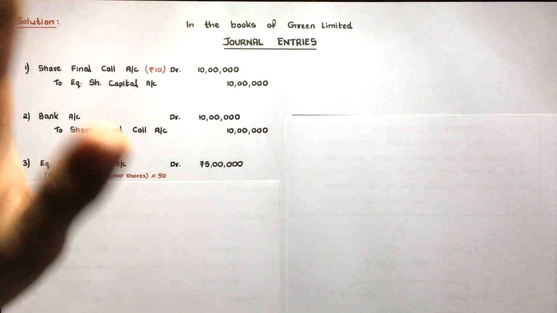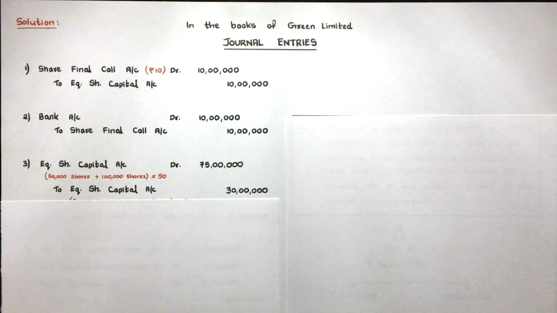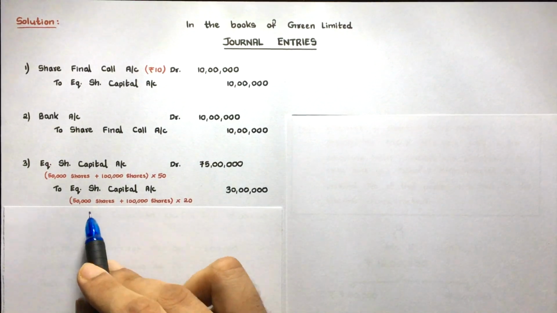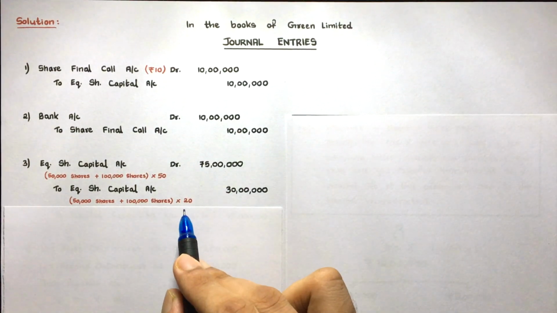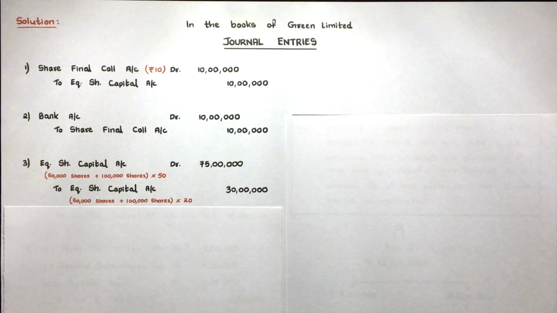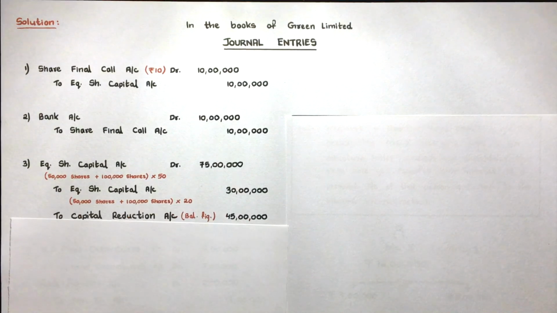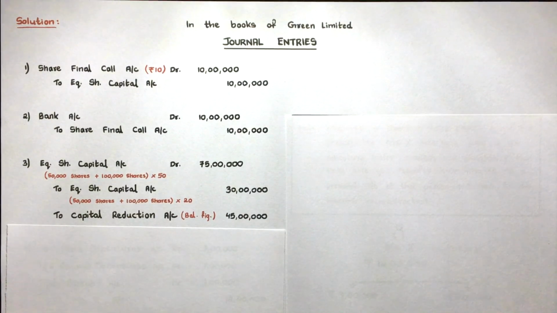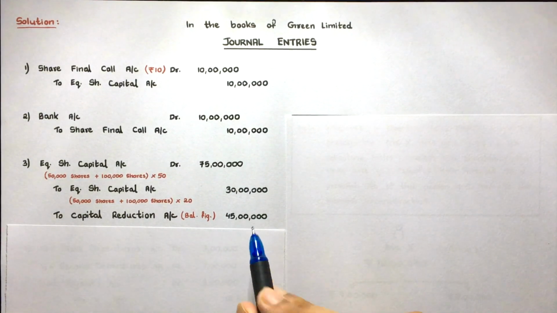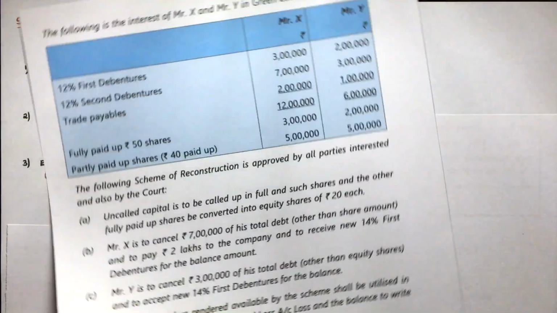So we cancel the whole capital and then we will create the new capital. See here, equity share capital, 50,000 shares plus 1 lakh shares into 20. Is that clear? The new face value. So that comes out to be 30 lakhs. Then whatever is the difference, that will go where? That will go to capital reduction, which is a gain for us, 45 lakhs. Is it clear? Simple and straightforward. So we are done with the first adjustment.